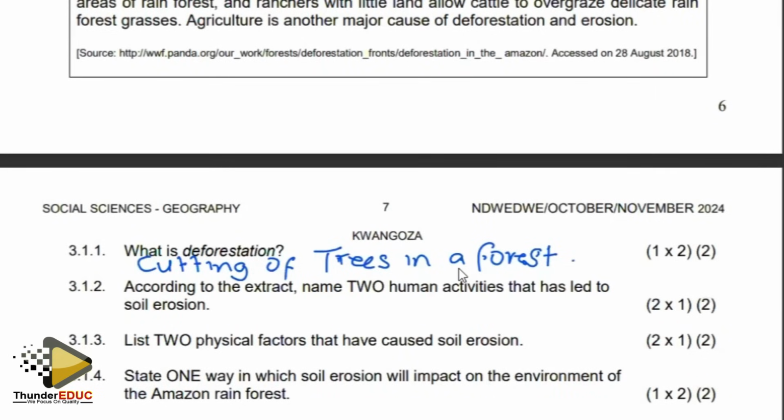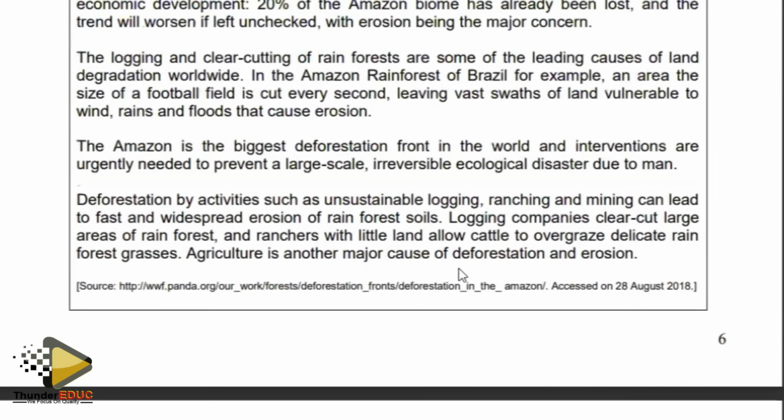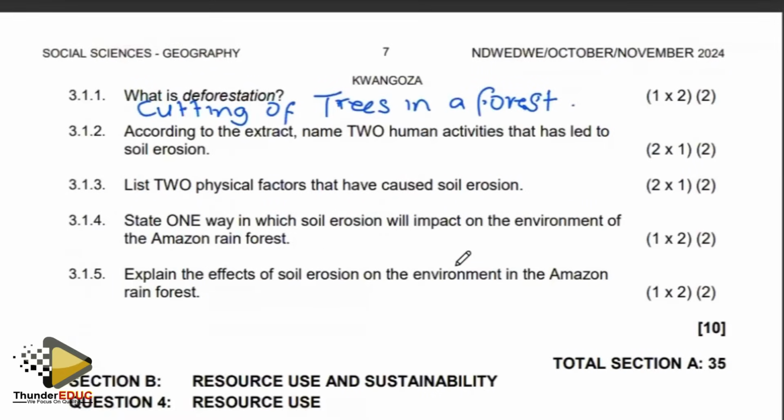Here you refer to the extract, the activities that have led to soil erosion. You can talk about logging. You can talk about ranching. You can talk about mining. So those are some of the activities that have led to soil erosion, according to the extract. And you can also include agriculture. Then list 2 physical factors that have caused soil erosion.